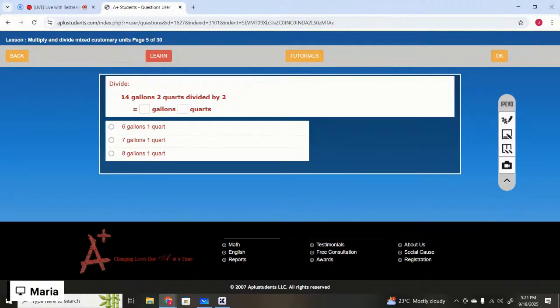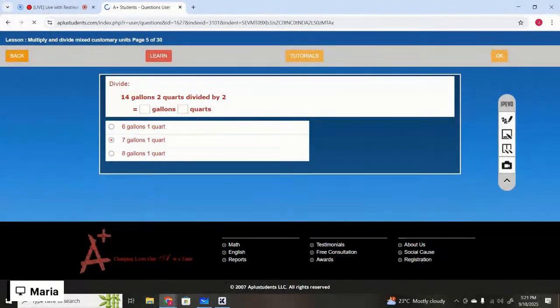14 gallons, 2 quarts divided by 2. That is 7 gallons, 1 quart. Option number 2 is the correct option.